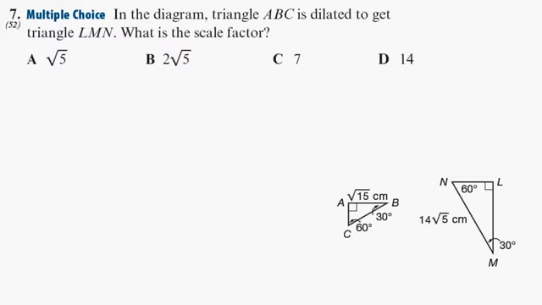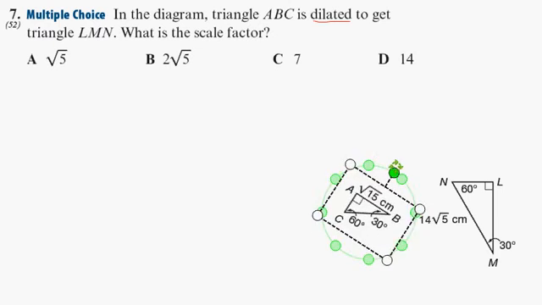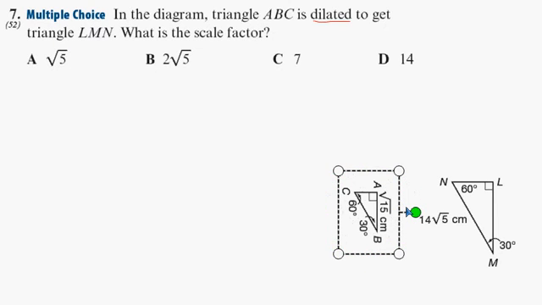Number 7 is asking us to identify the scale factor, which means that we are assuming that they're similar, which is what dilation means. Because this dilation is going to imply similarity, do you see that they're oriented differently? So I'm just going to select this triangle and rotate it so that they're oriented the same way. It just makes it easier to identify what's going on.